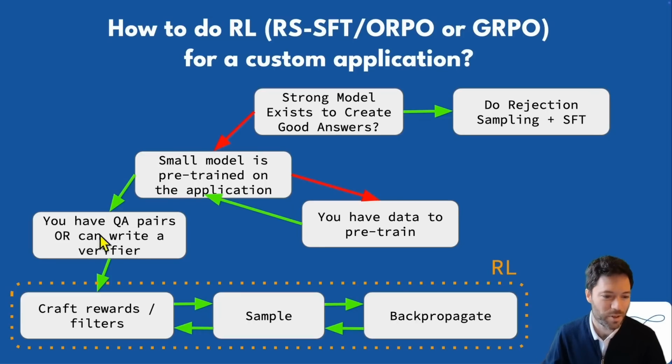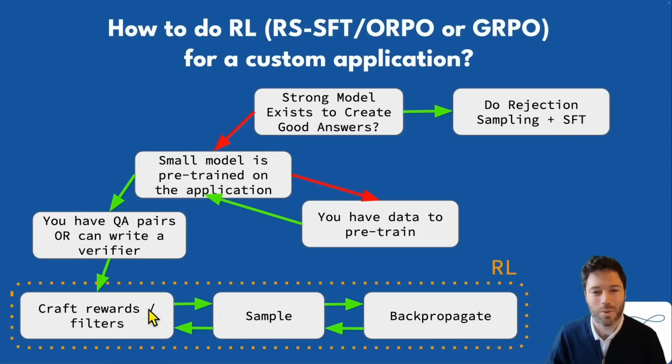And once you have the QA pairs and/or can write a verifier, by the way, if you have QA pairs, you can always use those with a judge in order to build a verifier. That's effectively a verifier. Or maybe you have a verifier like a code execution environment where you check the answers. So assuming you have this now, you can move to RL.